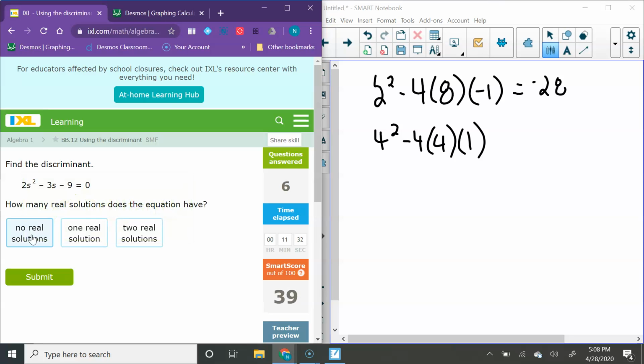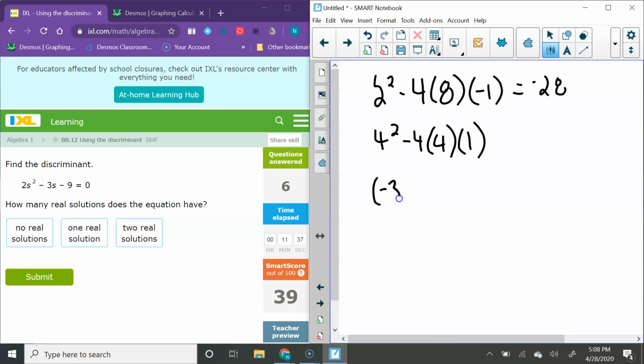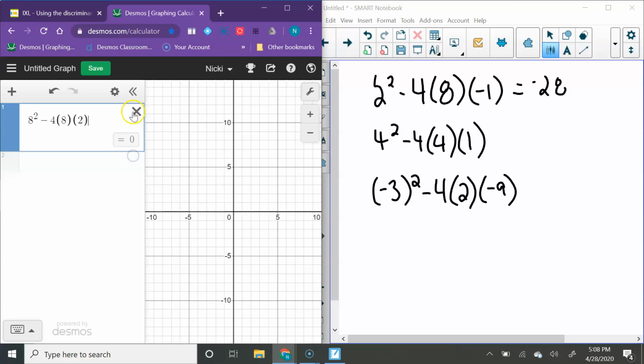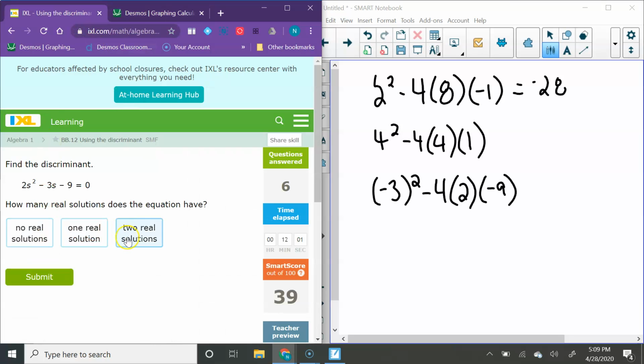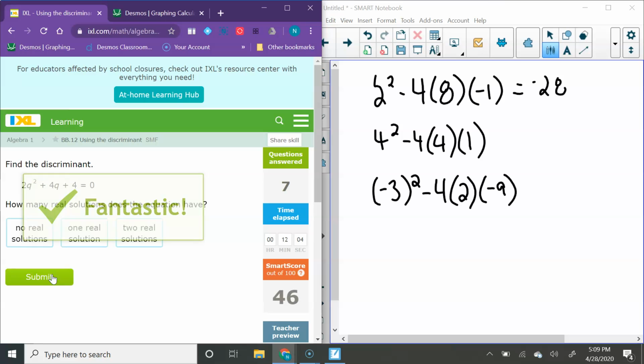All right, let's try this one. Let's see if I can do it correctly. So, discriminant -3 squared minus 4 times 2 times -9. Okay, so we're going to go to Desmos and type that in. So, again, you can type in the -3. I'm just going to put 3 because it's squared. Minus 4 times 2 times -9. And we're going to get 81. 81 is positive, which is going to be two real solutions.